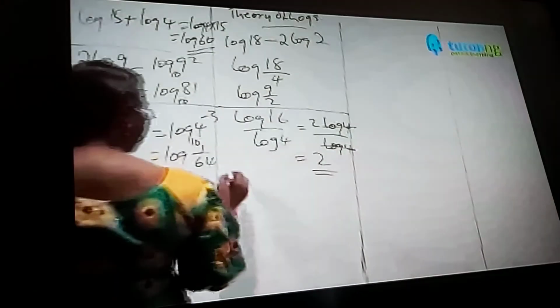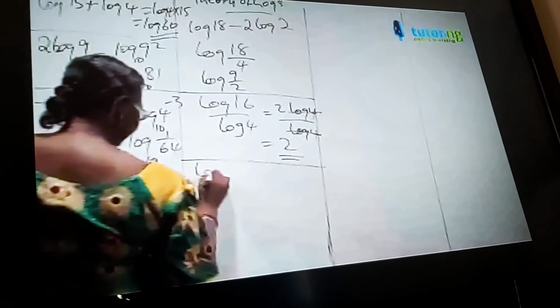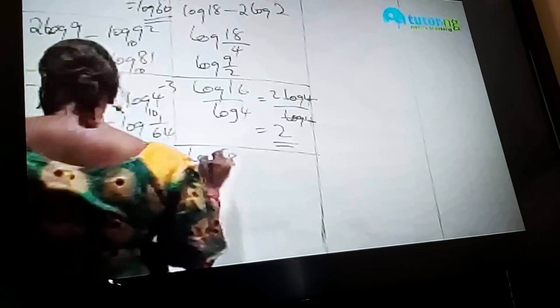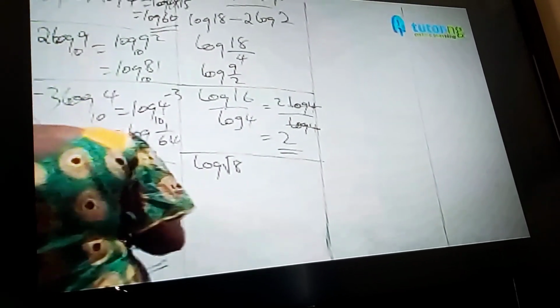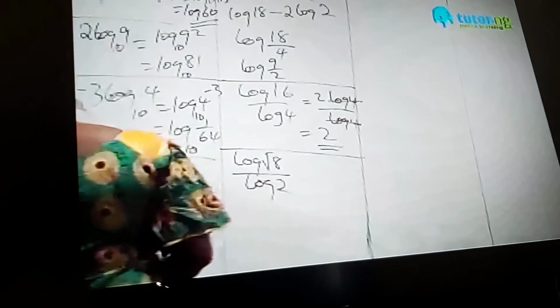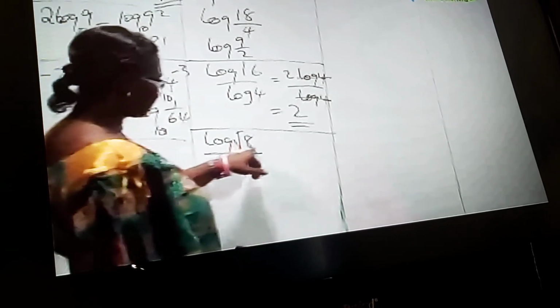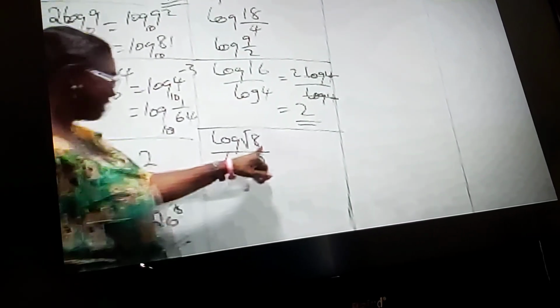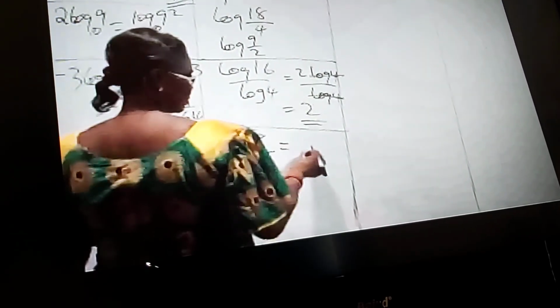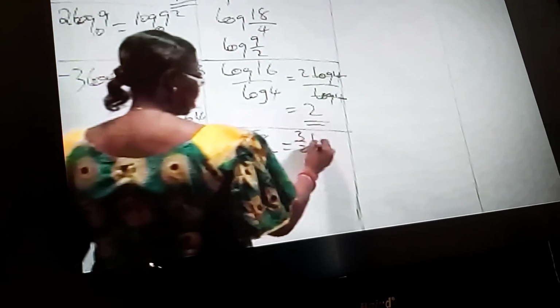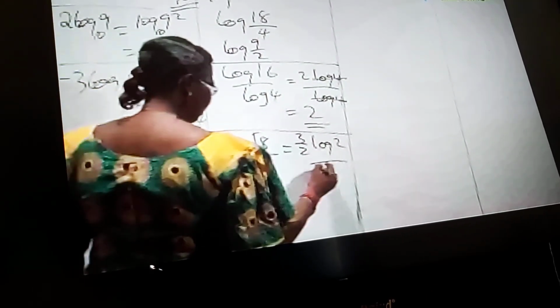Then log root 8 over log 2. The root means what? Half. And 8 means what? 2 raised to power 3. So this is 3 over 2 log 2 over log 2.